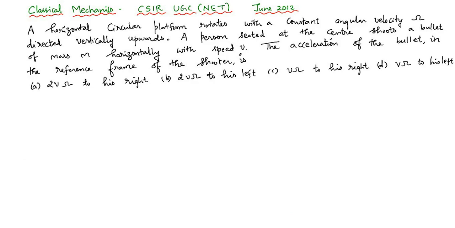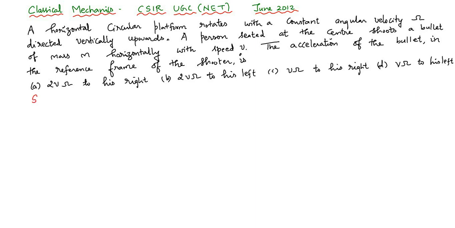Classical Mechanics Problem, CSIR UGC NET June 2012 Physical Science. A horizontal circular platform rotates with a constant angular velocity omega directed vertically upwards. A person seated at the center shoots a bullet of mass m horizontally with speed v. The acceleration of the bullet in the reference frame of the shooter is. So four options are given, and we have to find out the correct one.